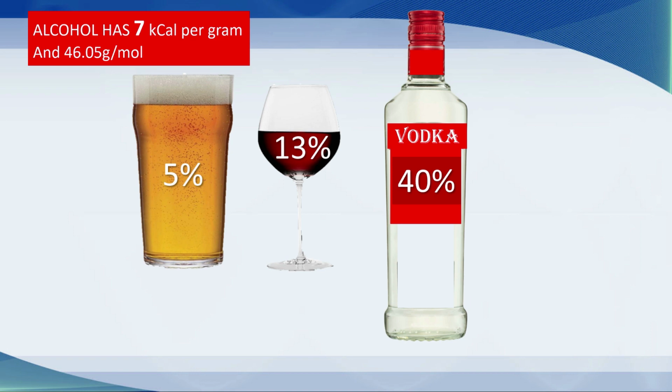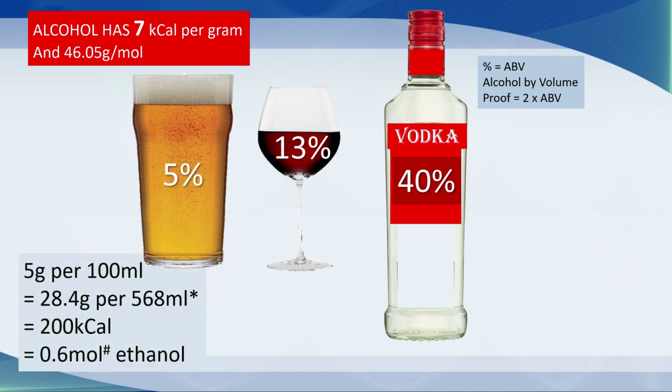These are just some different drinks that you might encounter. A beer, which is 5% or somewhere in that range, alcohol, wine around 13%, and vodka 40%. This is alcohol by volume. Sometimes you'll see this term proof for referring to alcohol, and proof is twice the alcohol by volume. So if you have a beer, there's 5 grams per 100 mils, or 28.4 grams for 568 mils. That's an imperial pint. 200 calories, or 0.6 moles of ethanol.